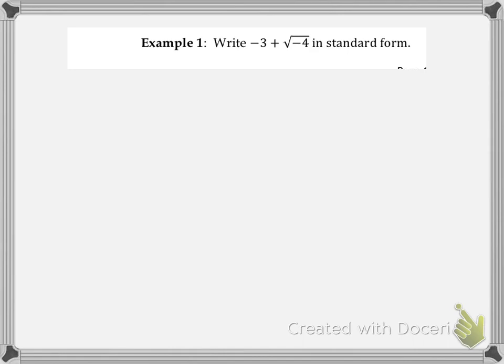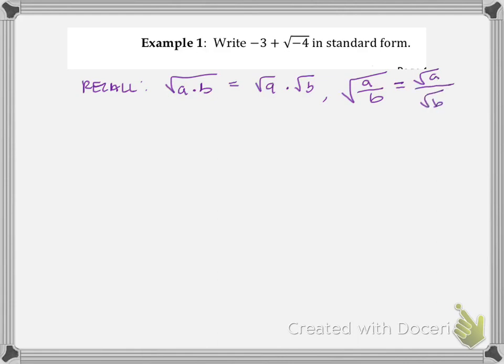All right. So let's write this in standard form. Before we do that, I want to bring back to your memory the fact that if we have the square root of a times b, not a plus b or a minus b, but a times b, then that equals the square root of a times the square root of b, right? We can separate that. And this is also true if we have the quotient. So the square root of a over b is the square root of a divided by the square root of b, right?